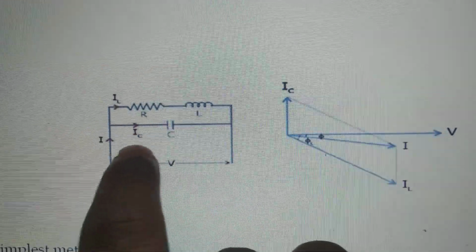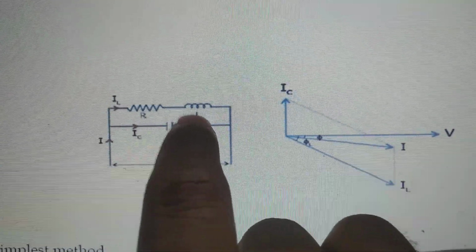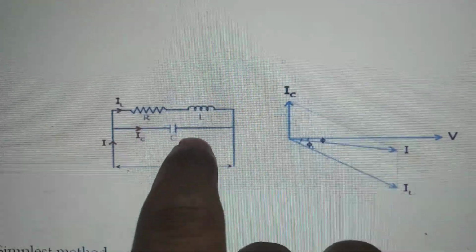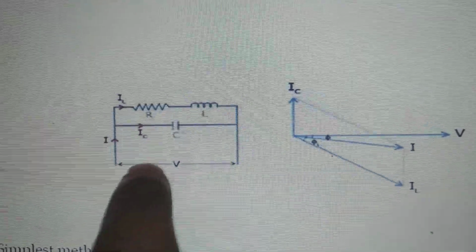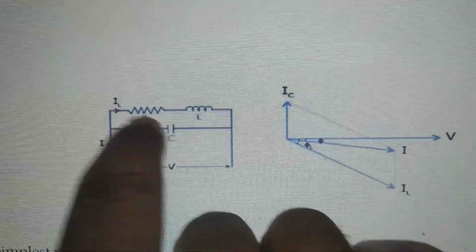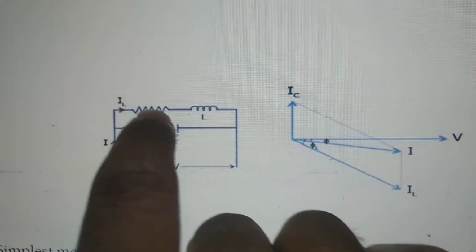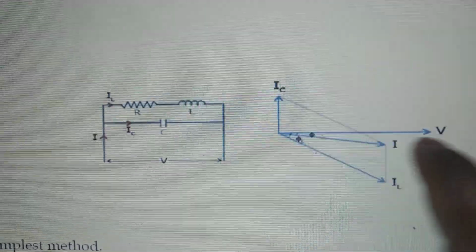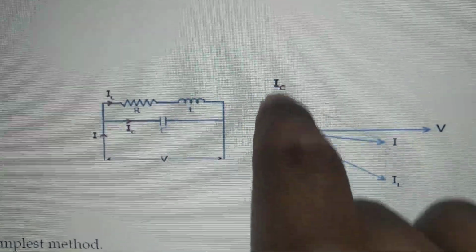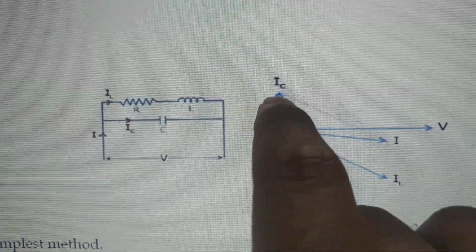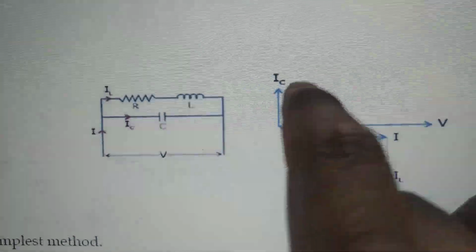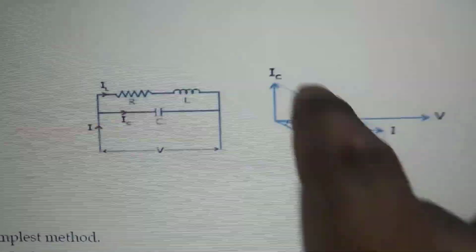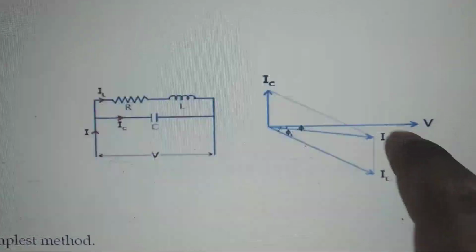After that, we connect one capacitor bank in parallel to the RL load. Thereby, the total current is divided into two parallel paths, and the current flowing through the capacitor always leads the voltage by 90 degrees. The vector sum of these two currents gives us the total current.